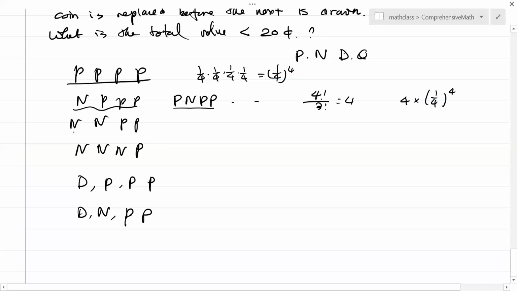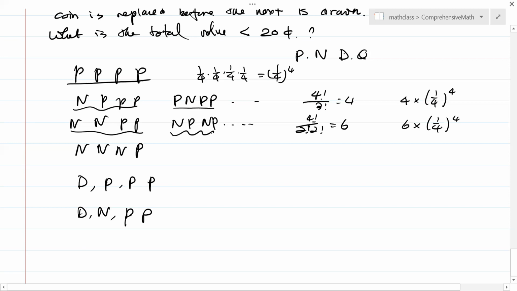And the same here: how many different words can you spell out, like NNPP, NPNP, for example? You have 4 factorial over 2 factorial times 2 factorial, which is 6. Then you have 6 such outcomes, and each one has probability 1 quarter to the 4th power. Why 1 quarter to the 4th power? Look at this one, NPNP. What is the probability to get N? 1 quarter. What is the probability to get P? 1 quarter. N? 1 quarter. So to get NPNP, the probability is 1 quarter to the 4th power. But you have a total of 6 of them. Similarly, this one has 3N, 1P, so you get 4 times 1 quarter to the 4th. And this one has 3P, 1D, it's the same.